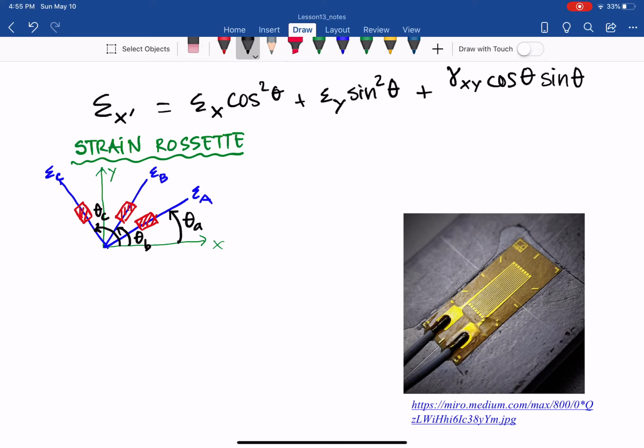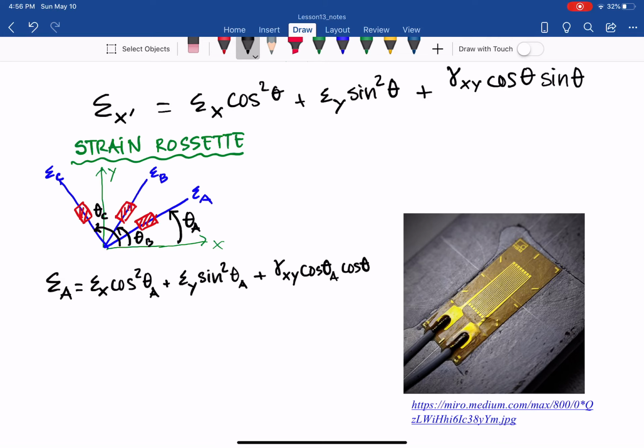So epsilon A, we can rewrite with that equation, as you can see there: epsilon x cosine square theta A, where epsilon A can be measured, plus epsilon y sine square theta A. Since I call that A capital, let's put that here: theta A, theta B, theta C, and then we have plus gamma xy cosine theta A sine theta A.